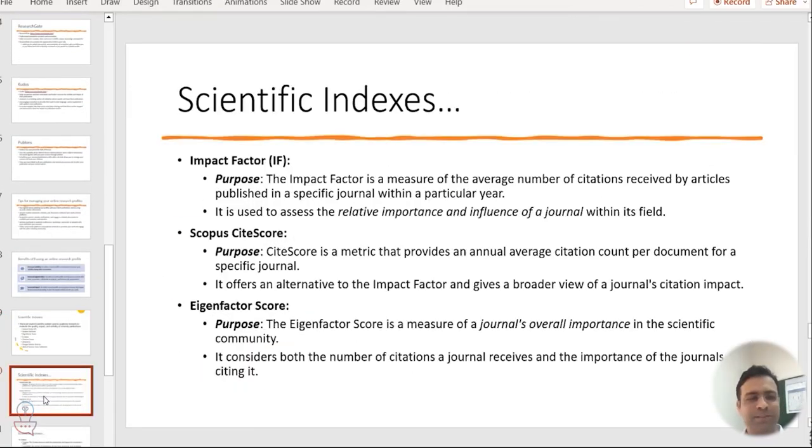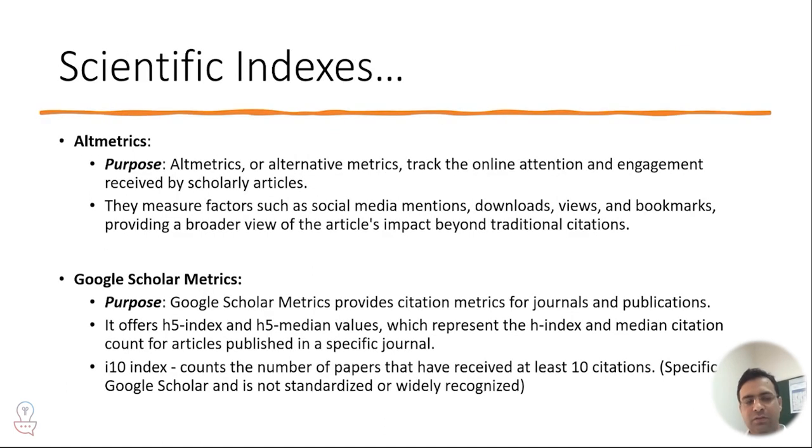Only 2 more minutes. Okay, so H index, then we have Altmetrics and Google Scholar Metrics. Google Scholar Metrics also provide H5 index or H5 median values, which represent the H index and median citation for articles published. I10 is specific to Google Scholar only, and it counts how many articles have got 10 citations or more. So if any article got 10 or more citations, it will be counted in the I10 index.